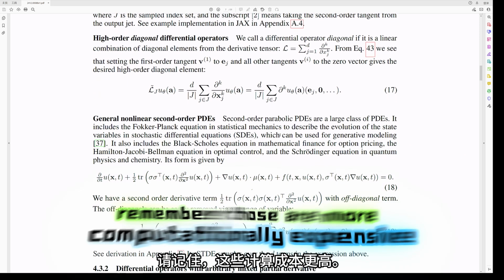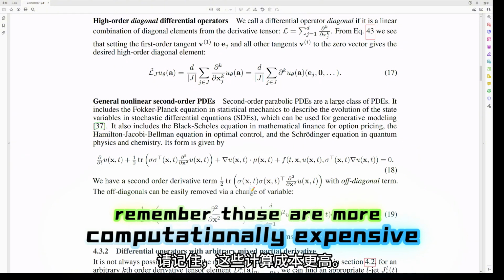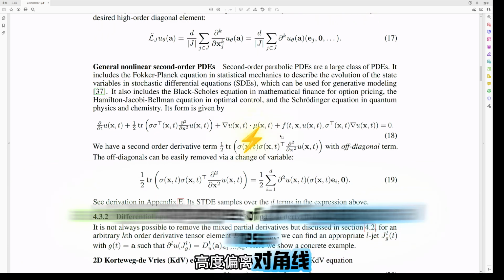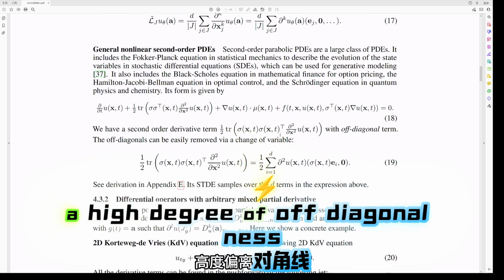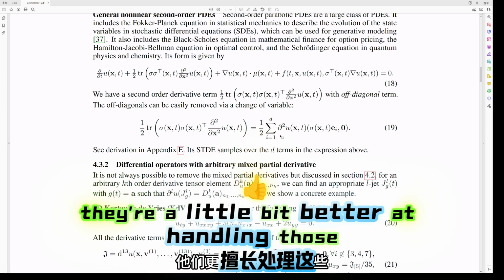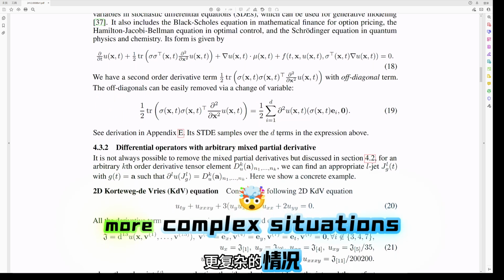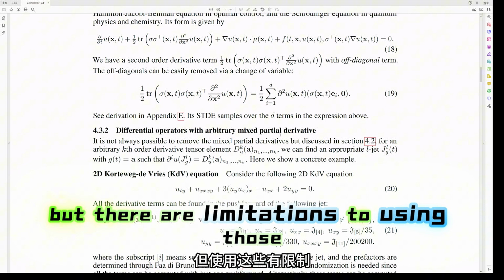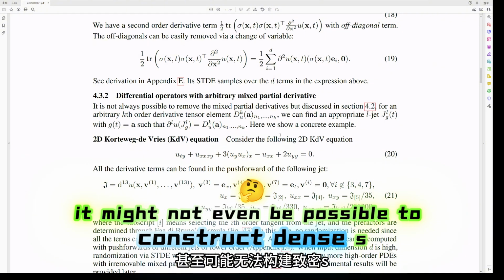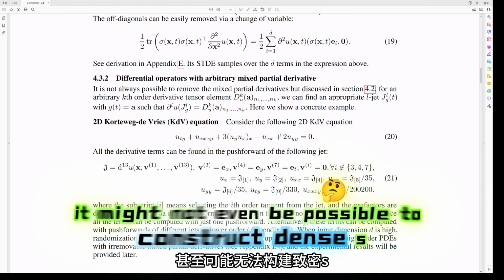Dense jets, remember, are more computationally expensive. So we want to use those when we have operators that have this high degree of off-diagonalness. Right, like our mixed martial arts fighters. Exactly. They're a little bit better at handling those more complex situations. But there are limitations to using those. For operators beyond the second order, it might not even be possible to construct dense STDE.